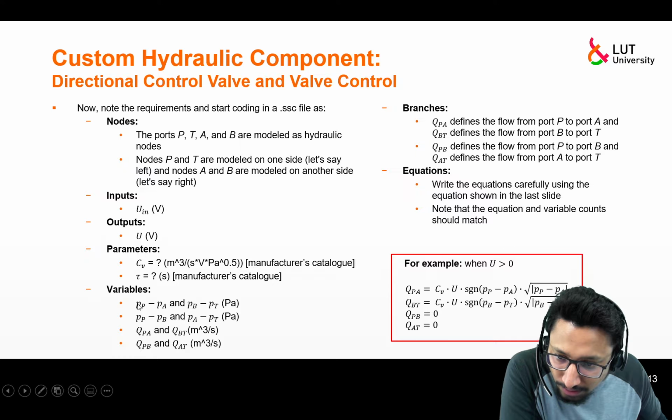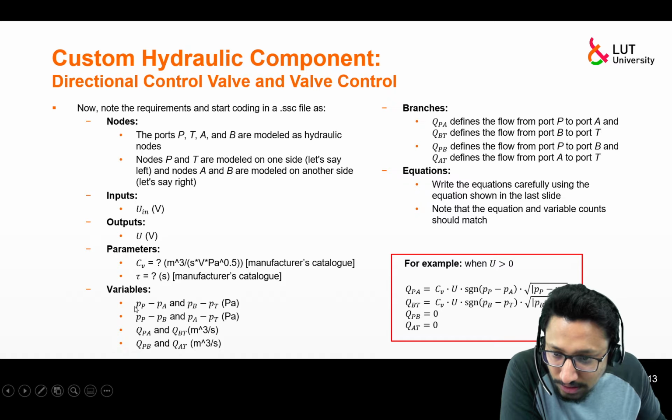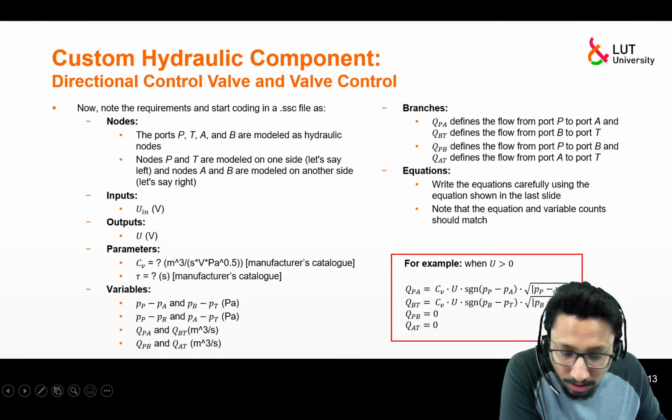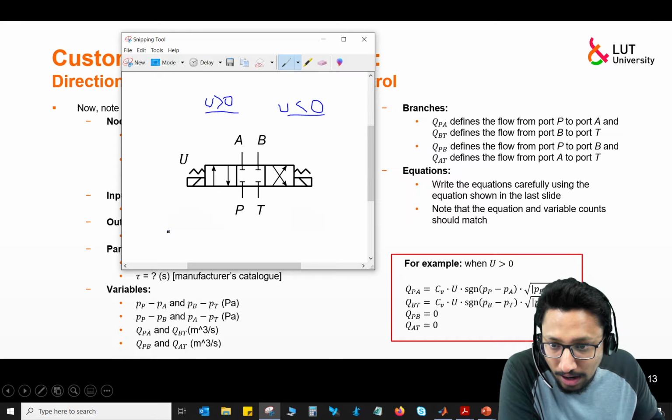When we are defining this variable PPA, it is actually representing the pressure difference between port P and port A. So the variable associated with this difference is another equation, right? So let me write here. This is what I'm trying to explain. I'm defining it as a variable PPA. Excuse me for my handwriting. That is equal to pressure at port P minus pressure at port A.